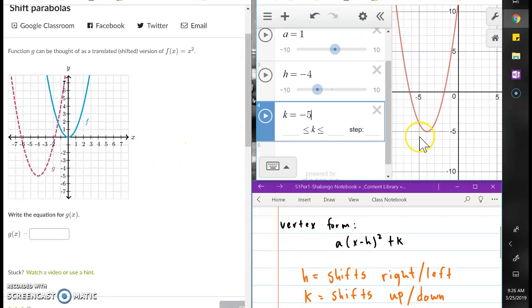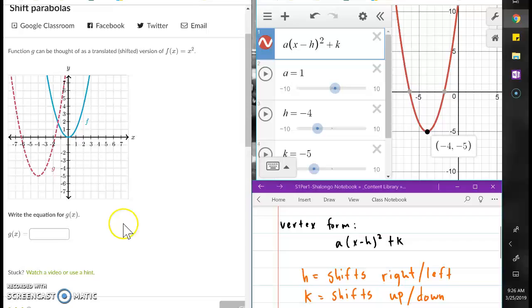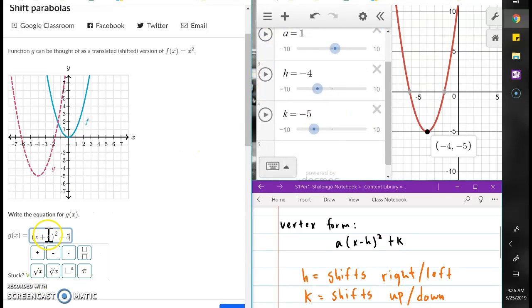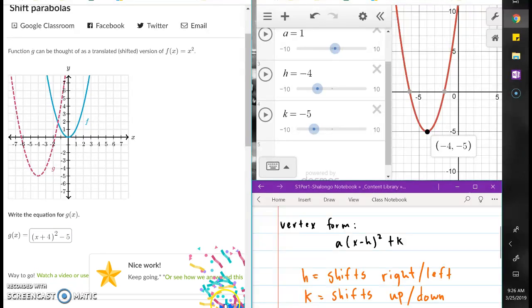Negative 5. Now, when I type this in, the H value is always tricky. You do the opposite of whatever the H is. So the H is a negative, so I'm going to put it in as a positive. And then I leave the K value as a negative. So when I type it in the parentheses, I always do the opposite of whatever the H value is. Questions on that?